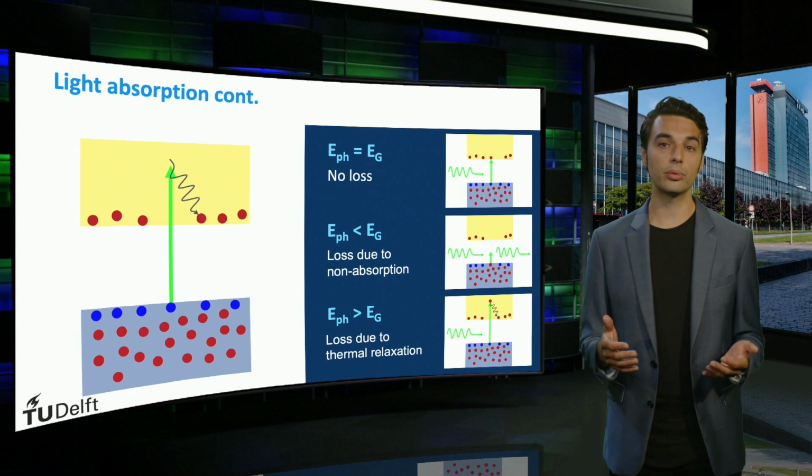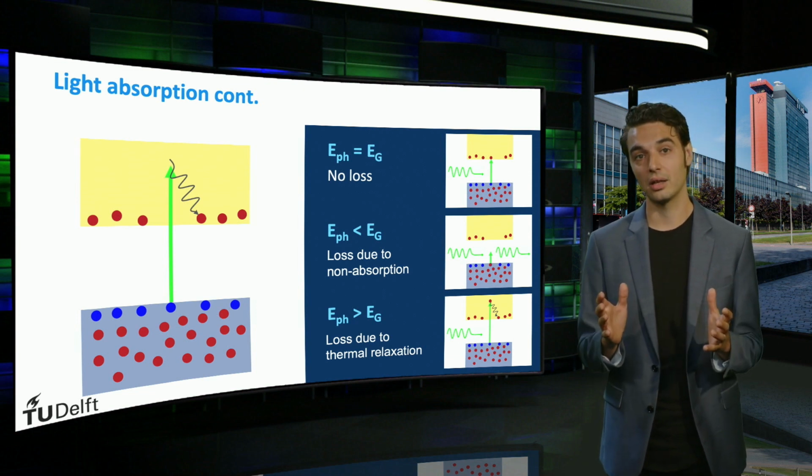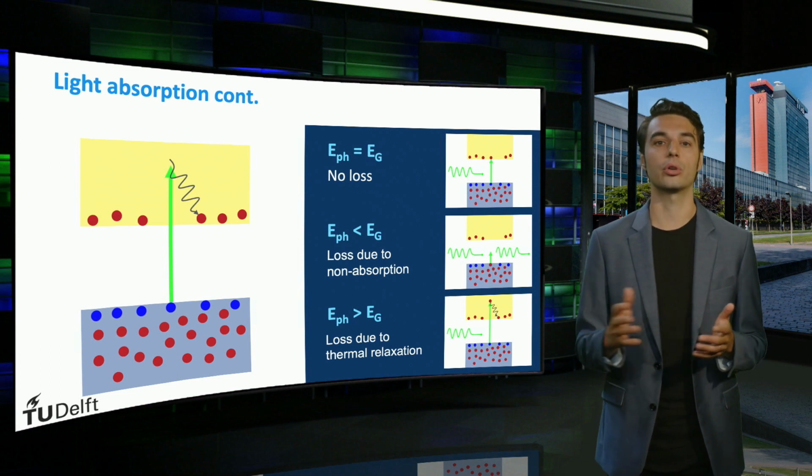In later videos we will see that this is an upper limit and solar cells actually extract less than that. But this is a good way to understand the losses that occur due to thermalization.